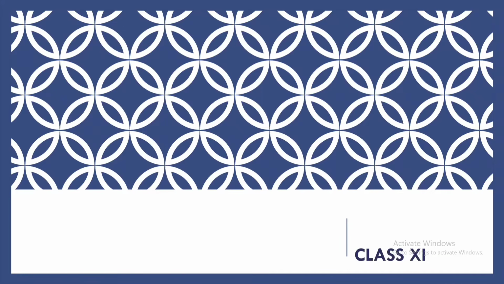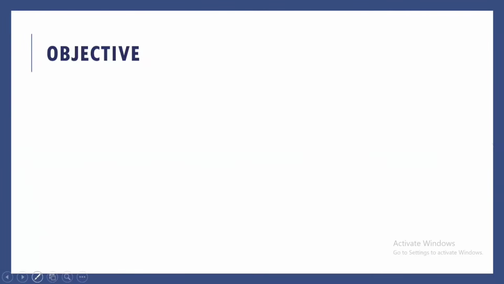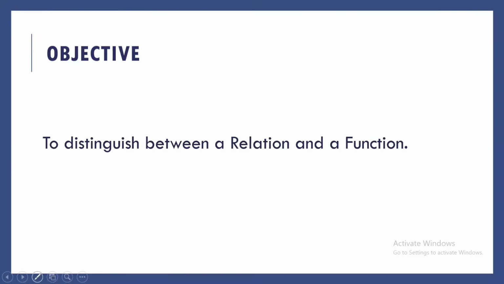I have already shared the first MATLAB activity for class 11. Now I'll be sharing the second one. The second MATLAB activity for class 11th is to distinguish between a relation and a function. This is going to be the objective of the activity.